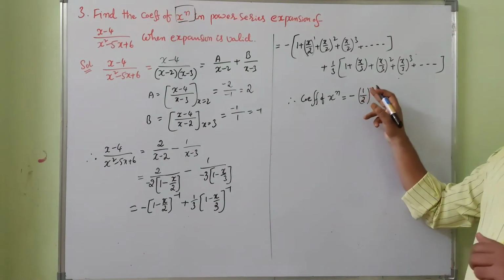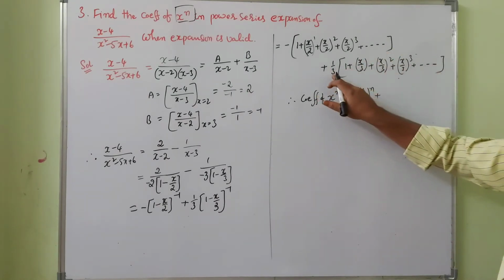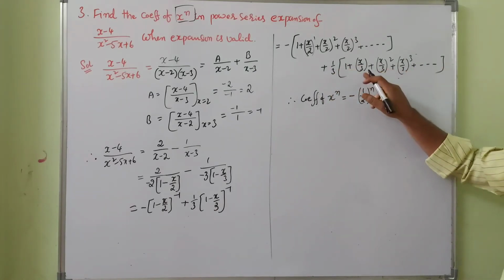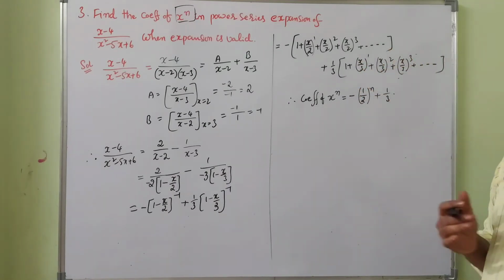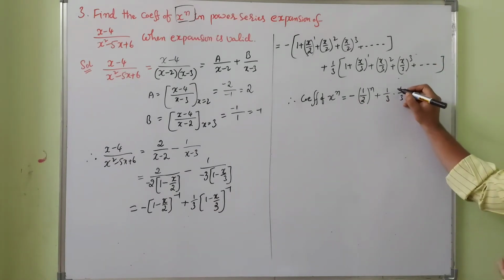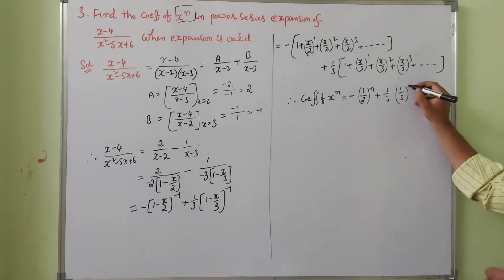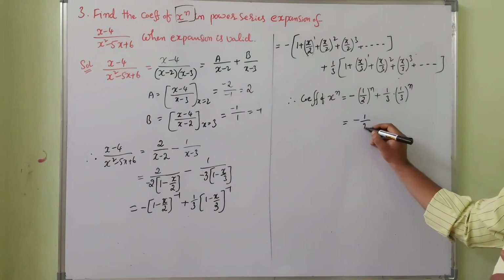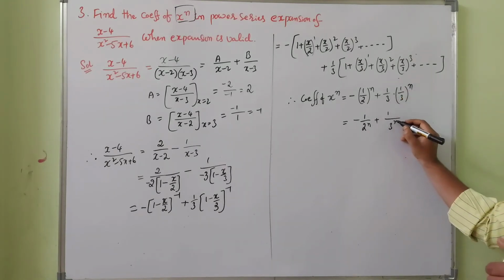That is minus 1 by 2 power n, plus, next the second series: 1 by 3 comes for all the terms, that's why I write 1 by 3 into. Here also the same thing, x by 3 power 1, power 2, power 3 like that. What will be the term having x power n? (x by 3) whole power n. Now the coefficient is 1 by 3 into 1 by 3 power n, that is 1 by 3 power n plus 1. So it can be written as minus of 1 by 2 power n plus 1 by 3 power n plus 1.